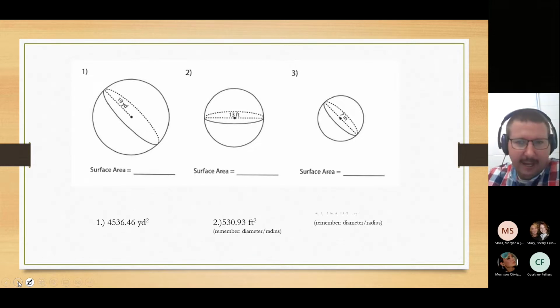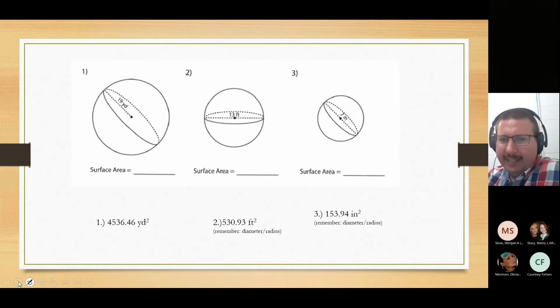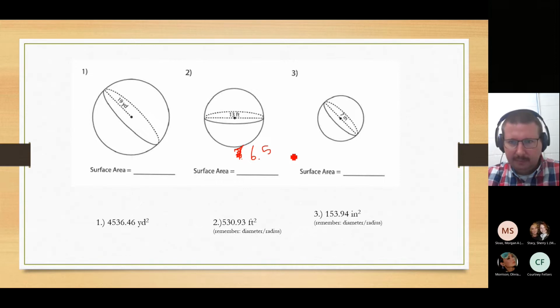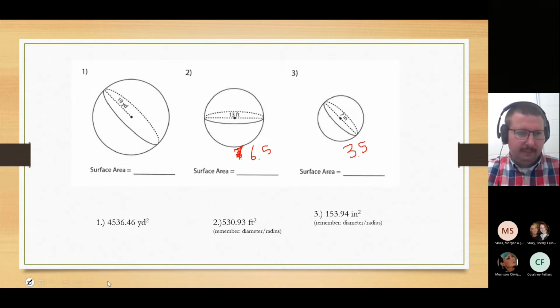Number 2 and 3, I gave you the diameter, and you have to half it to get the radius. So for number 2, the radius would be 6.5. And then number 3, the radius is 3.5. That's your radius. And then in your calculator, just hit 4 pi radius squared into your calculator and get the answers. Okay.